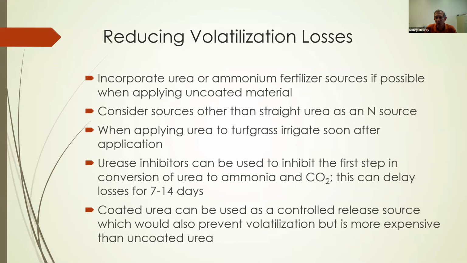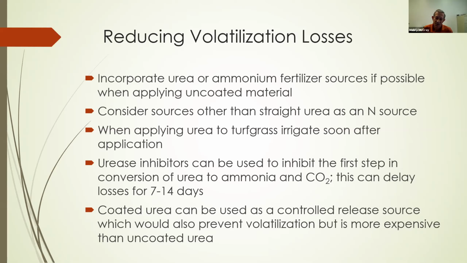So to reduce volatilization losses, some things that you can do: incorporate the urea or ammonium fertilizer if possible when you're applying uncoated urea. You also may consider sources other than straight urea as a nitrogen source. When you're applying urea to turf grass, you can irrigate soon after application.